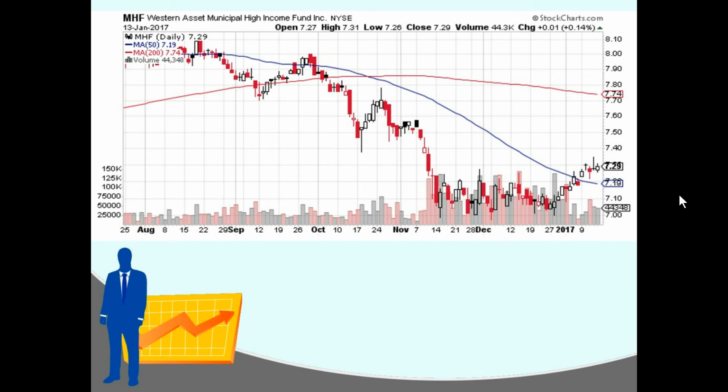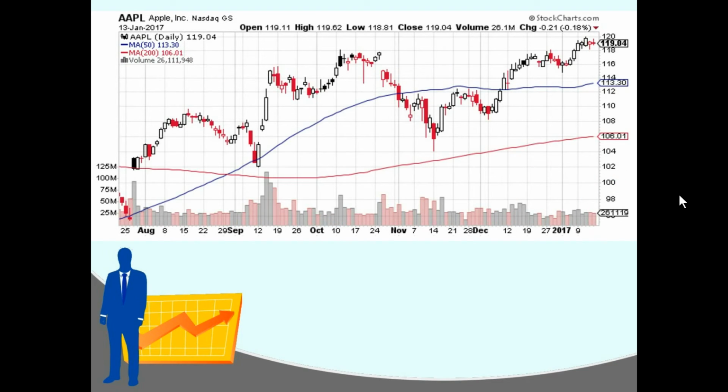Now, what about the golden cross? Well, the golden cross is the opposite of the death cross. It's potentially good news. It's when the shorter-term moving average breaks above the longer-term moving average. More specifically, in this case, it's the 50-day simple moving average crossing above the 200-day simple moving average, like right here, the blue line crossing above the red line.